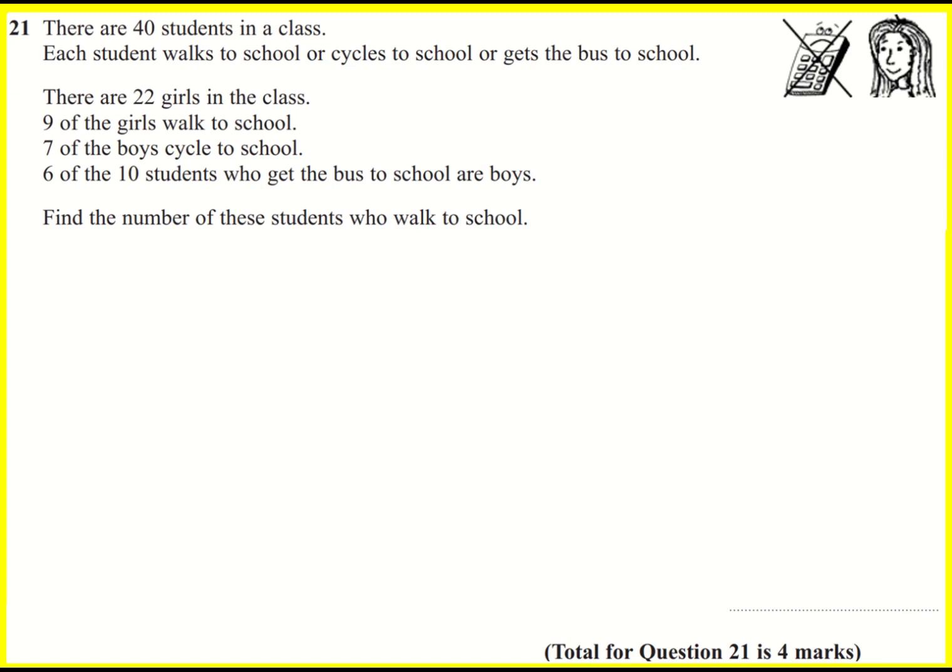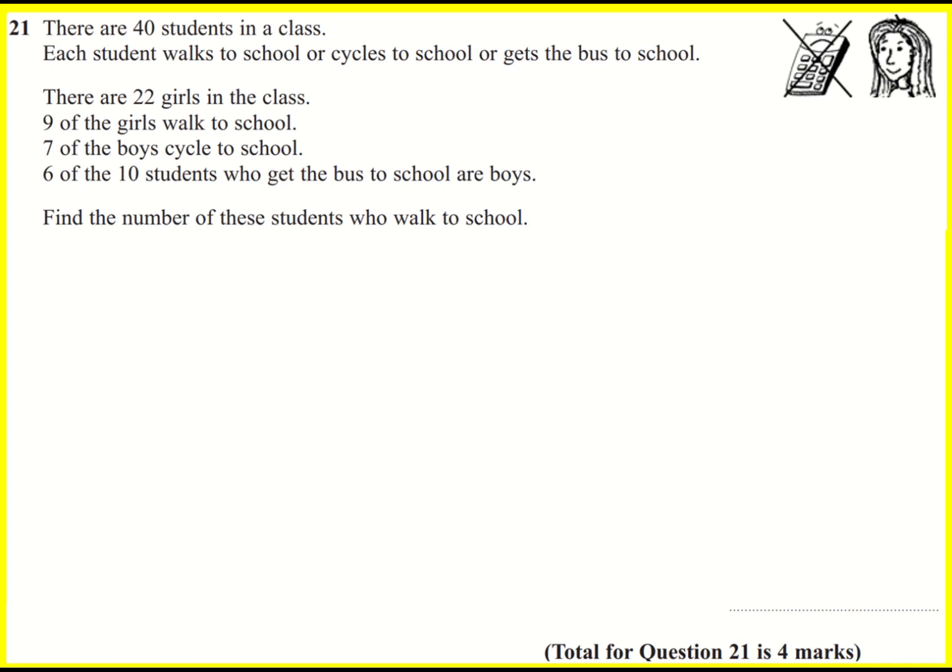There are 40 students in a class. Each student walks to school or cycles to school or gets the bus to school. There are 22 girls in the class. 9 of the girls walk to school, 7 of the boys cycle to school, 6 of the 10 students who get the bus to school are boys. Find the number of these students who walk to school.